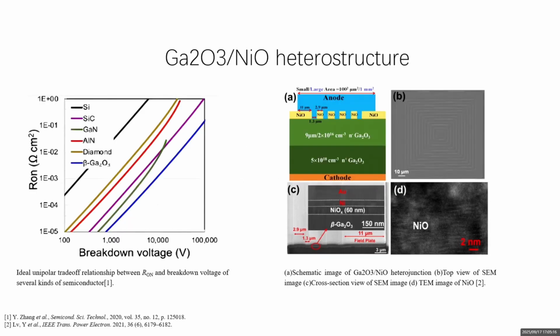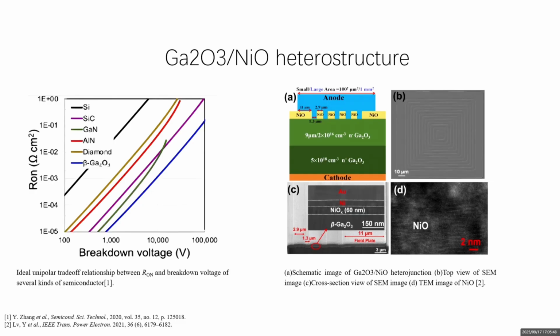The ultra-wide bandgap semiconductor beta gallium oxide has shown great potential in high voltage and low loss power devices because of its large bandgap, wide range of N-type doping, and thus outstanding overall performance, as shown in the left figure. However, the lack of P-type doping makes it challenging to fabricate high-performance gallium oxide devices. So researchers are seeking suitable P-type materials to form a high-quality heterojunction with gallium oxide.